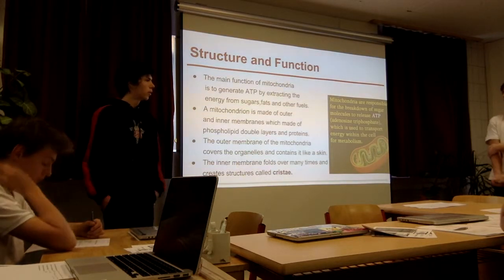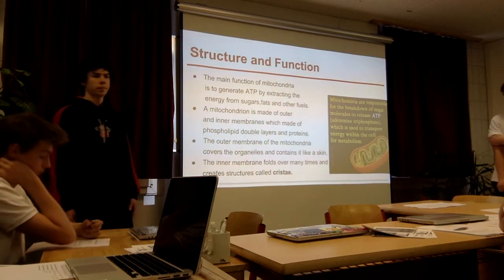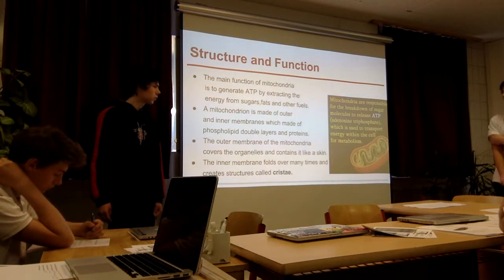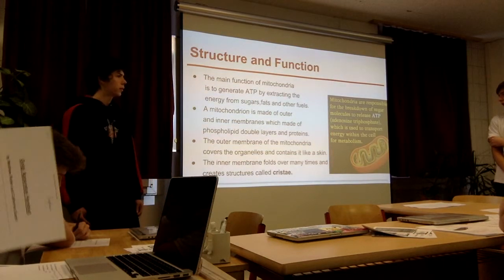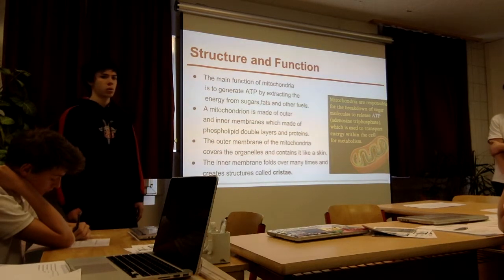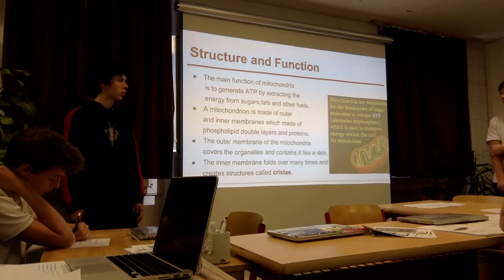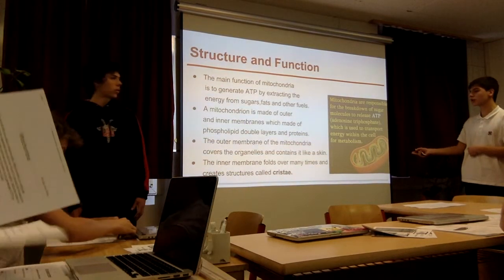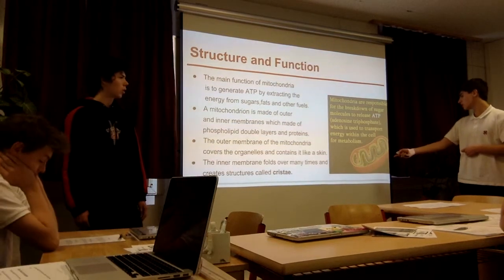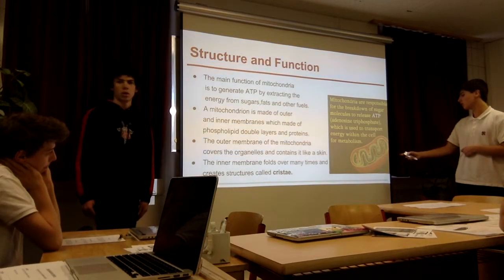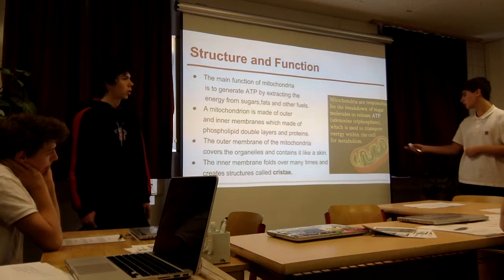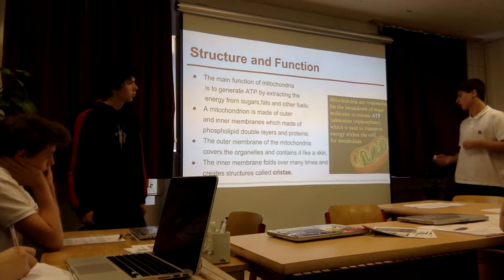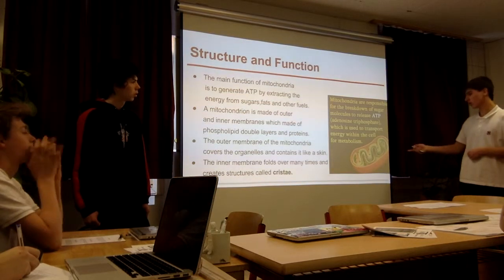Mitochondria is made of outer and inner membranes, which are made of phospholipid double layers and proteins. The outer membrane of the mitochondria covers the organelle and contains it like a skin. The inner membrane folds over many times and creates structures called cristae. So, as you can see on the picture, the outer membrane is smooth and quite simple, and the inner membrane is really complicated and has lots of folds.